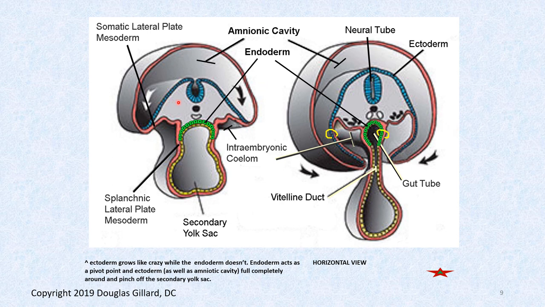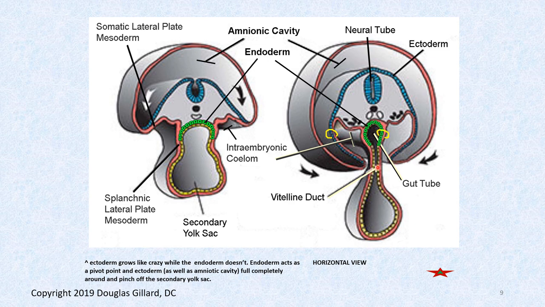Here's a better pitch. Here's the endoderm, and the amnion is growing like crazy. It grows and grows and comes around and actually pinches the secondary yolk sac in half. As it does, the endoderm is bent right around with it, and there's your gut. That's the esophagus, the stomach, the duodenum, the jejunum, the ileum, the large intestine, the sigmoid colon. Everything comes from this endoderm here, so all the epithelial tissue we're talking about is endodermal in origin.